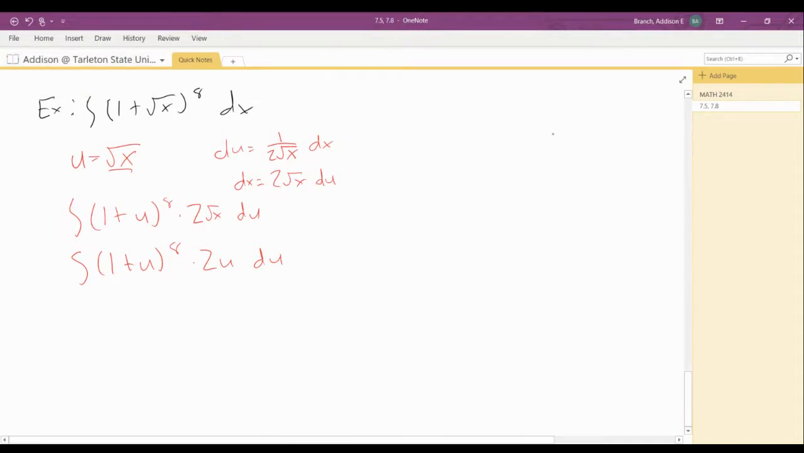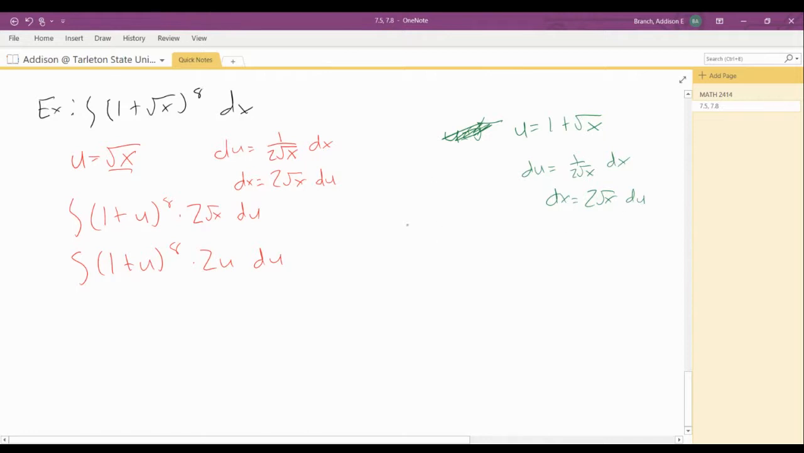What we can do is go back and try again and find a different substitution. So let's try this again. This time we're going to let u be 1 plus the square root of x. And then therefore du is still going to be 1 over 2 square root of x dx. And of course, if we go back, we still get dx is equal to 2 square root of x du.